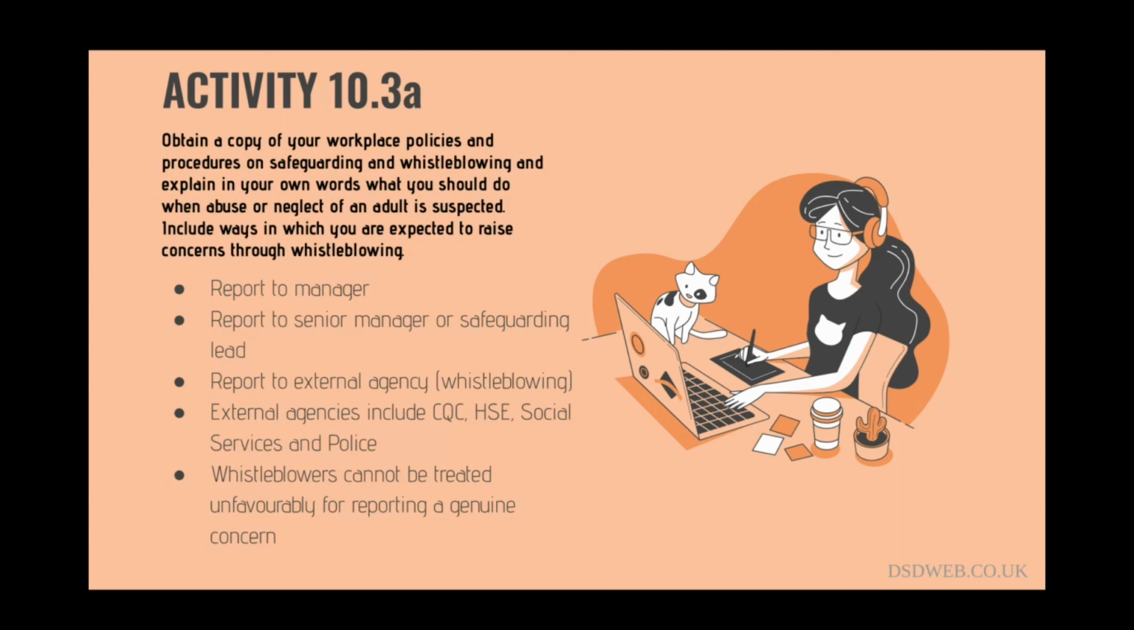There may be times when you need to use your organisation's whistleblowing policy to report unsafe or illegal practices to an external organisation. Where the safety of individuals receiving care is involved, you should report to the Care Quality Commission, and concerns about the safety of staff should be reported to the Health and Safety Executive. Other outside agencies you may report concerns to include social services and the police. Whistleblowing policies make it clear that an individual cannot be treated unfavourably for reporting a genuine concern to an external agency.